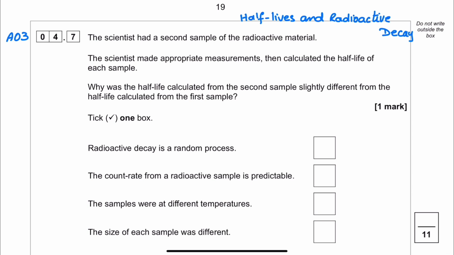Radioactive decay is a random process. The second option is the count rate from the radioactive sample is predictable. The third option is the samples were at different temperatures. The fourth option is the size of each sample was different.